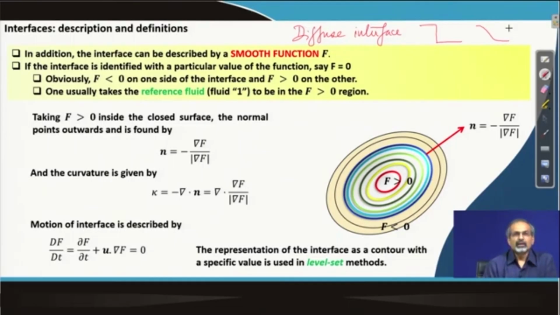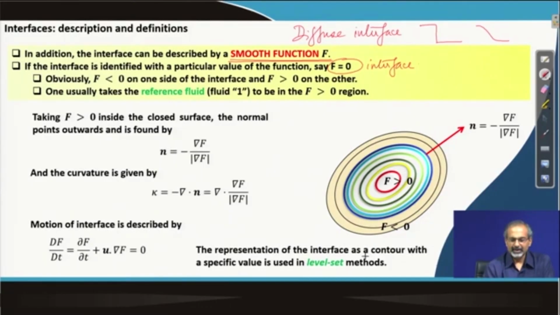So, like we talked about the Heaviside function being used as a step function, which gives the tool to handle an interface as a sharp interface, we can also have smooth functions. And we will introduce a smooth function f such that if the interface is identified with a particular value of the function, say f equal to 0, then it will be less than 0 on one side and greater than 0 on the other. That means, f equal to 0 is the boundary or the interface, and f changes to a negative value in one region or one phase, and it becomes positive in another region or another phase.